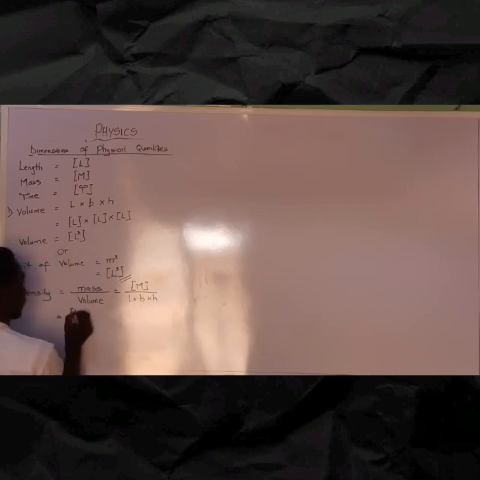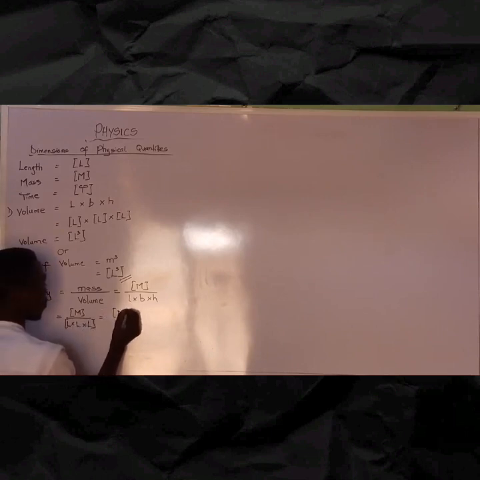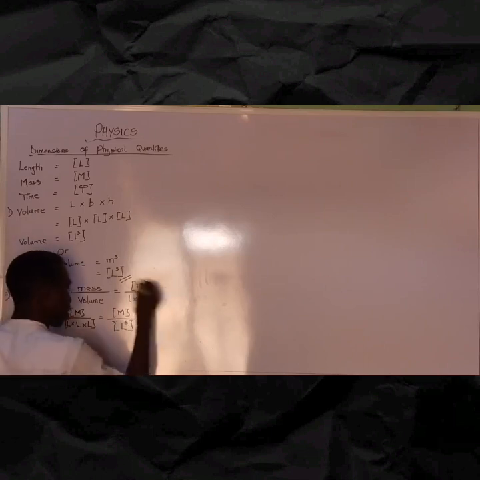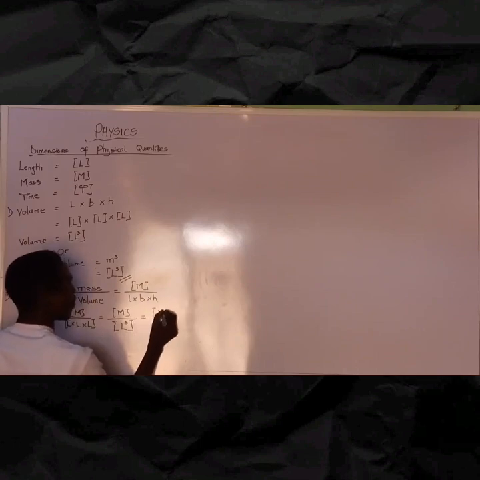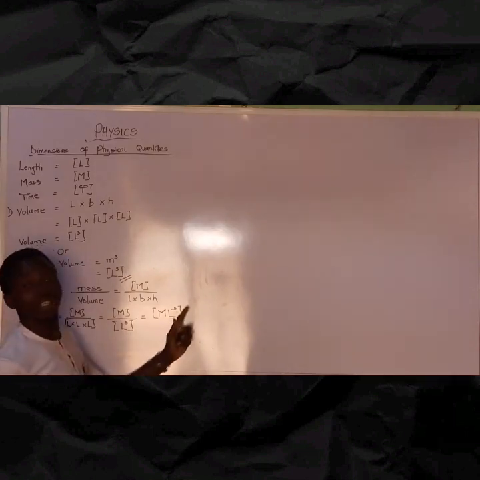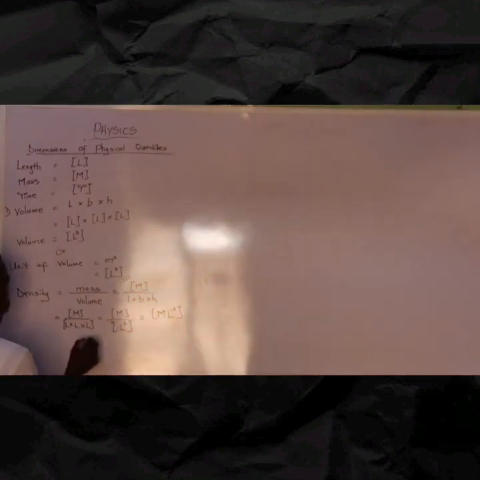Then which is M over length is length, breadth is length, height is also length, which is M over L cube. And from our indices, bringing this upward, it will now be M, and this L will now raise to a minus 3. So the dimension of density is ML raised to a minus 3.